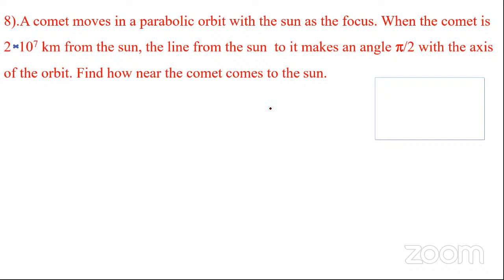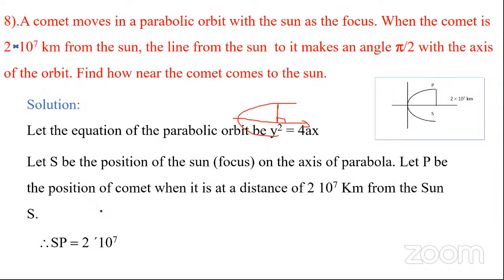If we have any parabola, then this is the perpendicular line. This is the axis, and this is perpendicular, which is 90 degrees, as in the figure. Observe this one. P is any point that lies on the parabola, and S is the focus, and the distance between these two is given.